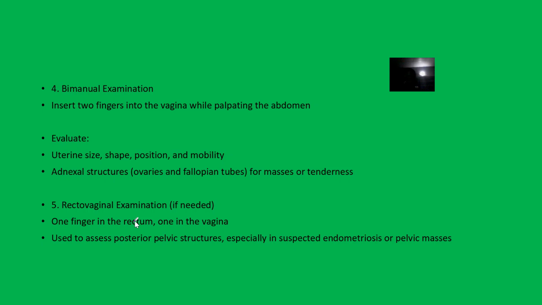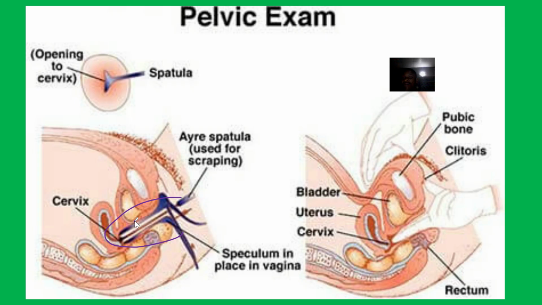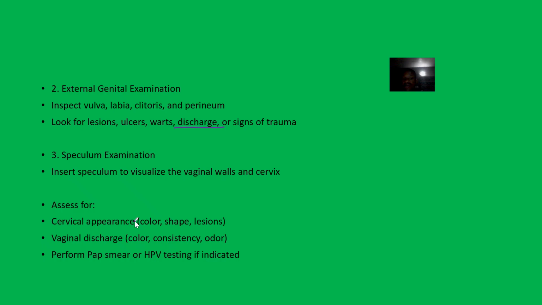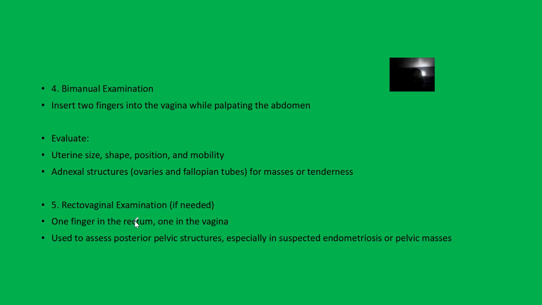The bimanual examination: one hand goes into the vagina towards the cervix, and one hand is on the abdomen. That's what we call the bimanual examination. Then rectovaginal examination if needed: one hand in the rectum, one hand in the vagina, that's if needed.